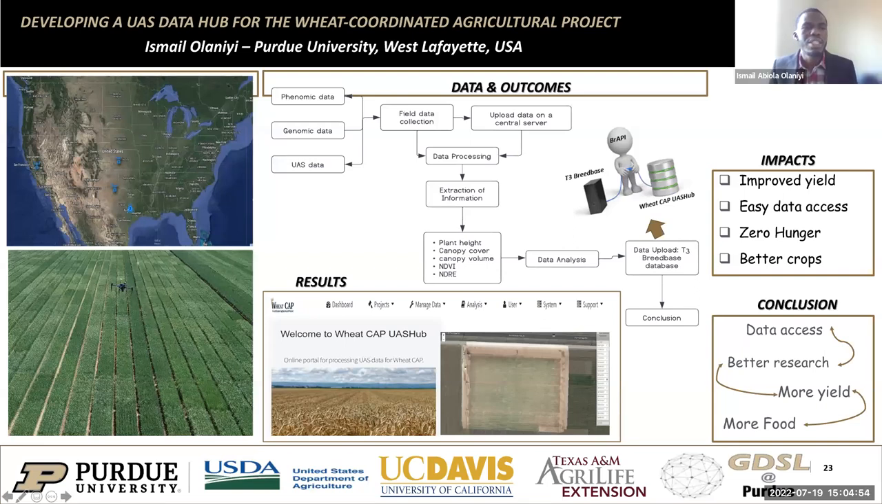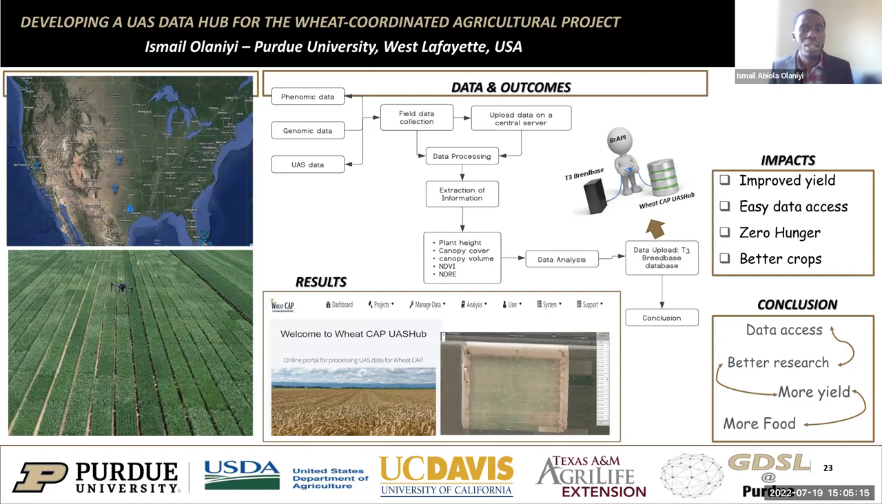Okay, the title of my presentation is Developing a UAS Data Hub for Wheat Coordinated Agricultural Projects. According to the Food and Agriculture Organization, FAO, the United States is ranked among the top five largest wheat producing countries in the world. In order to maintain its competitiveness in the global market, the USDA saw the need to increase the productivity of U.S.